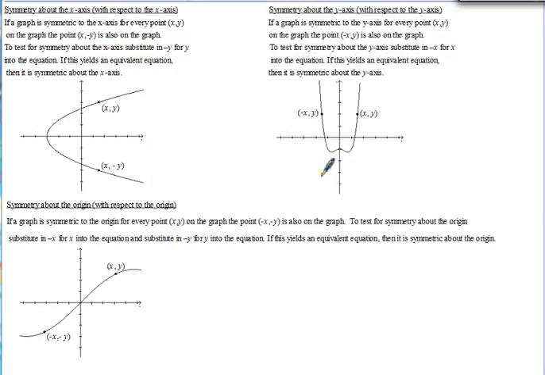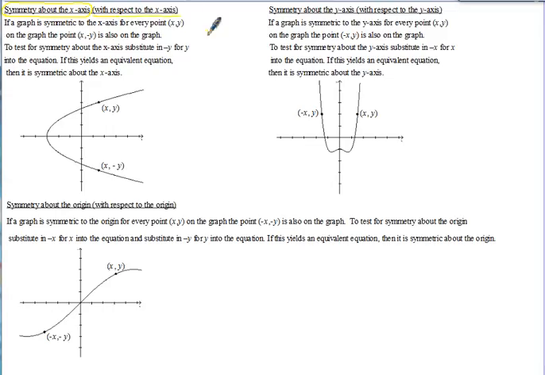This is an events break in calculus on the topic of symmetry and intercepts. So let's first take a look at symmetry, and we'll look at the different types of symmetry. First, we have symmetry about the x-axis, or sometimes it's referred to as with respect to the x-axis.